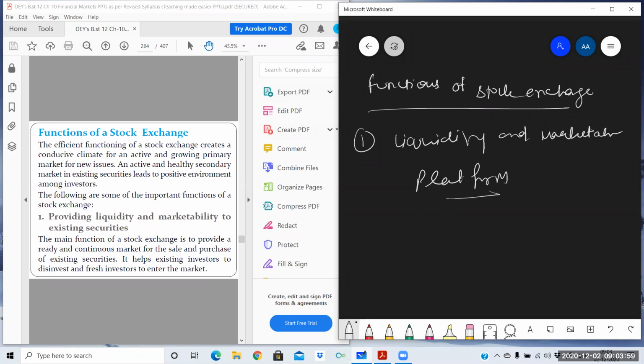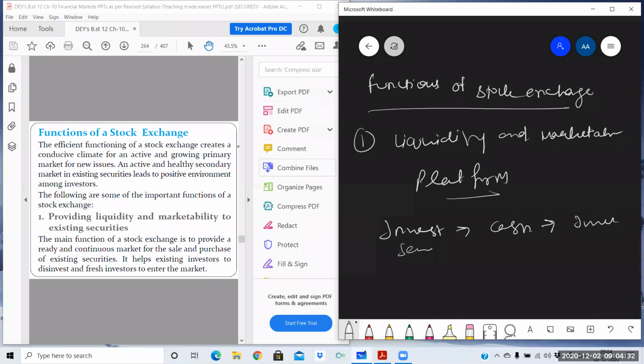It helps in converting investments into cash, and further cash is converted into investment. Investment here means the securities, shares, debentures. So the investors who are in need of money can convert their securities into cash, and the investors who have surplus money can convert their surplus money into the investment. So it provides liquidity. Liquidity means convertibility into cash, and marketability means a platform where the buyers and sellers can meet.